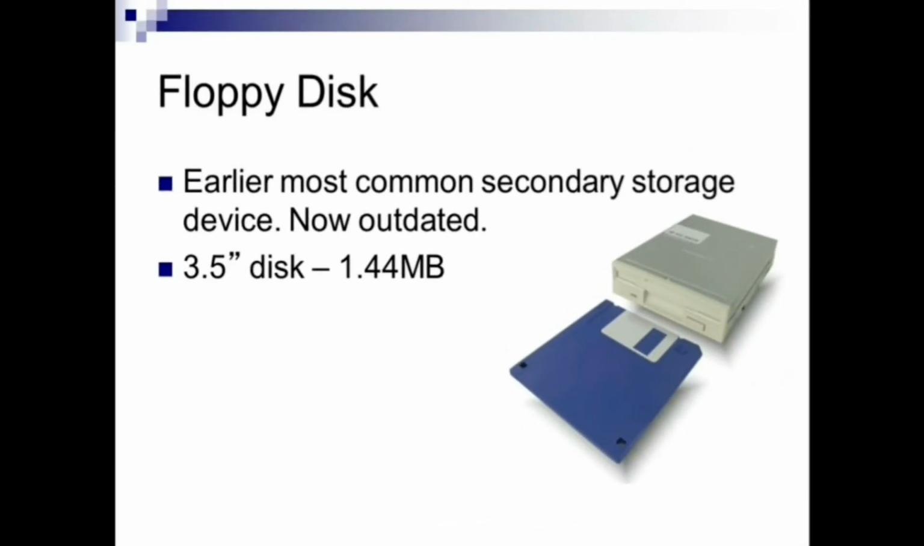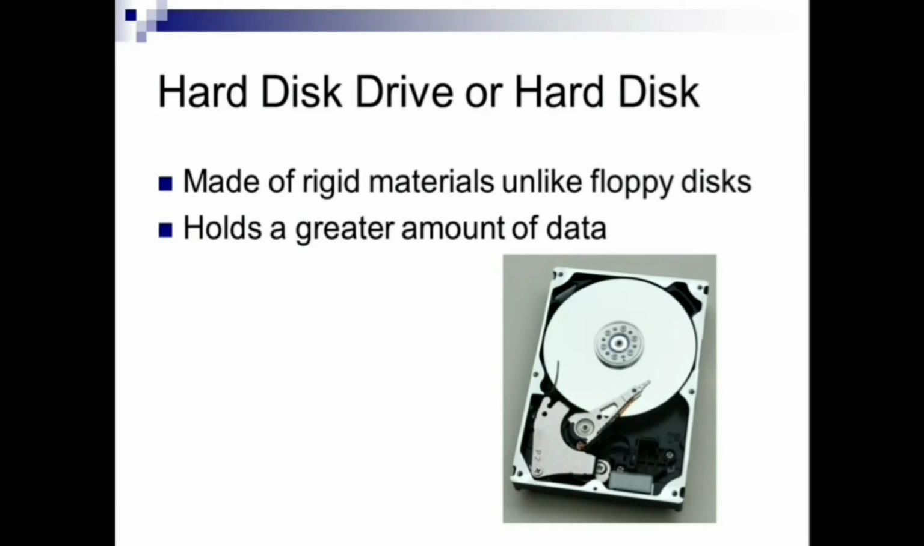Earlier, floppy disks were the most commonly used secondary storage devices. Now these are outdated. Floppy disk has the size of 3.5 inch and it could store the data up to 1.44 MB. Now hard disk. Hard disks are made of rigid materials. Unlike floppy disks, they can hold a greater amount of data.